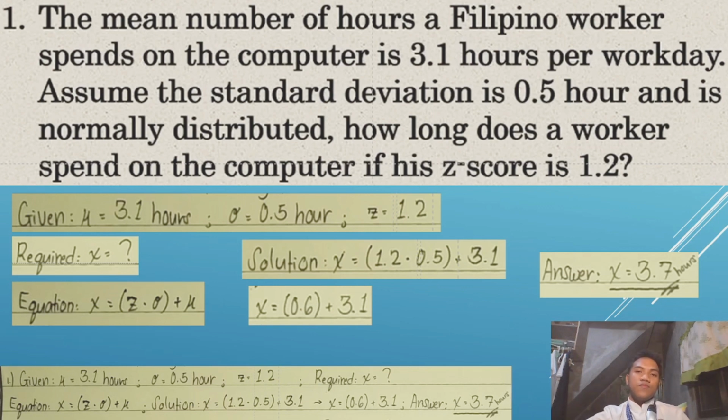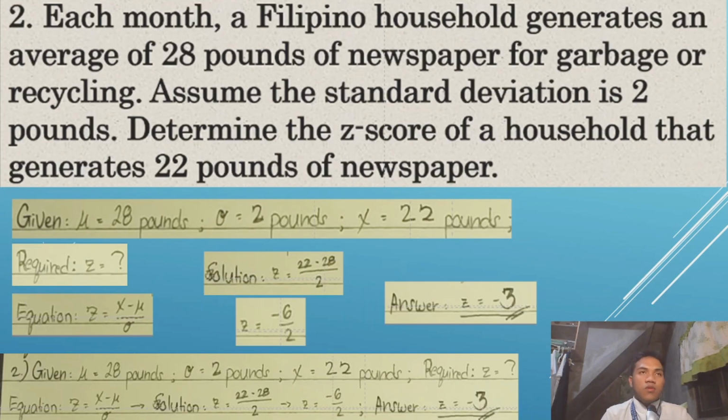In number 2 naman po, each month, a Filipino household generates an average of 28 pounds of newspaper for garbage or recycling. Assume the standard deviation is 2 pounds. Determine the z-score of a household that generates 22 pounds of newspaper.